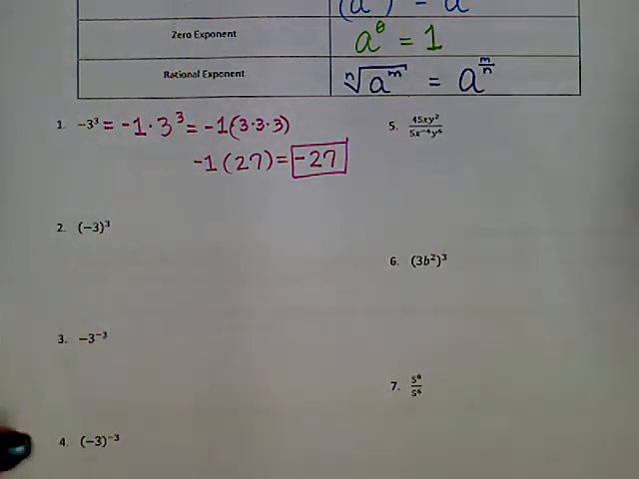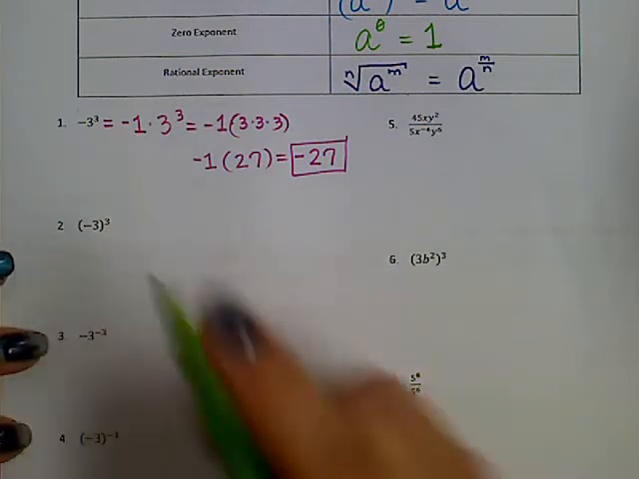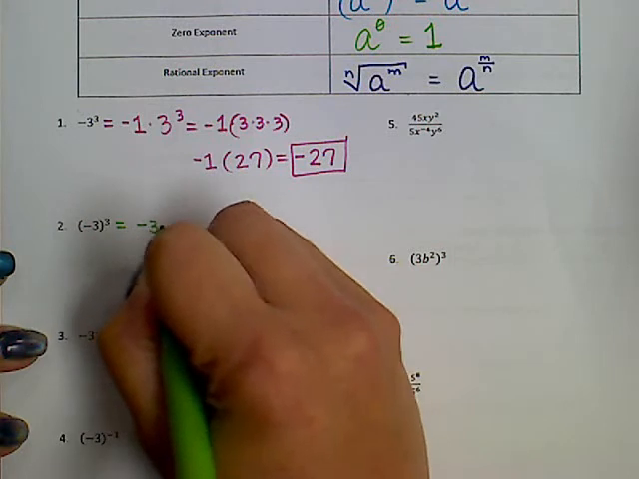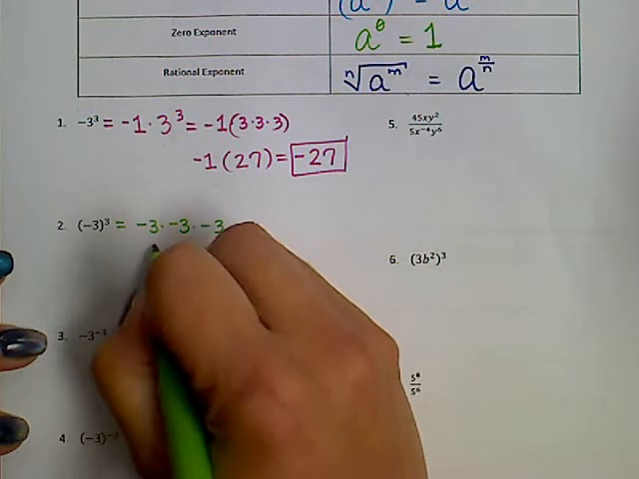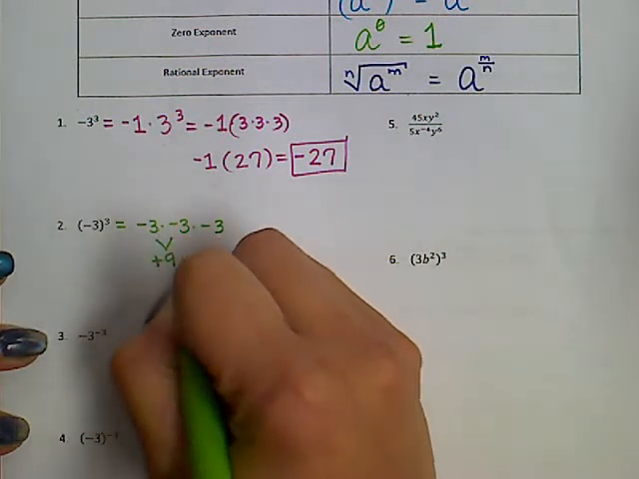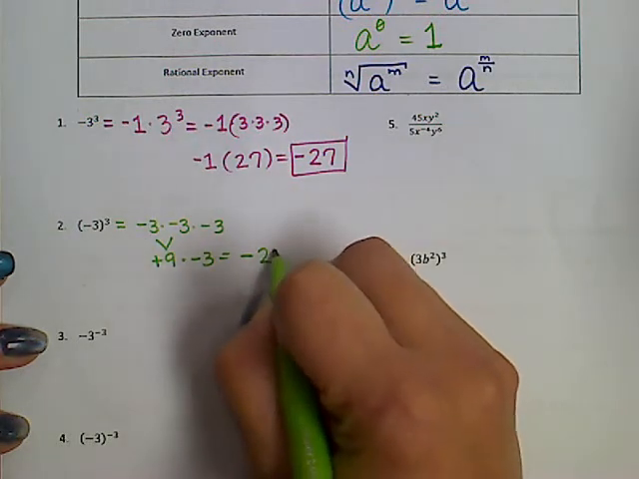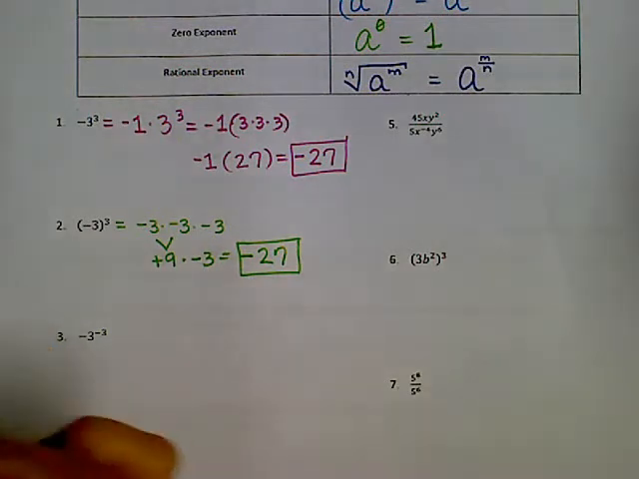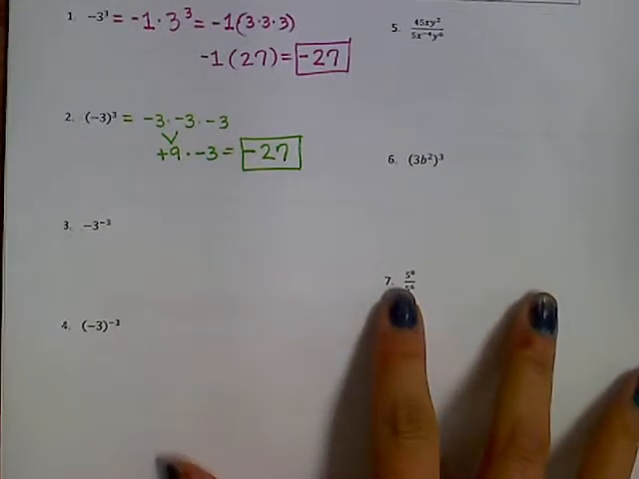Let's go ahead and take a look at the next problem. In this case, I have included parentheses. So what that means is that I have negative 3 times negative 3 times negative 3. So here I would have positive 9 times negative 3, which would still give me an answer of negative 27. Now, this becomes very important whenever we have even exponents.